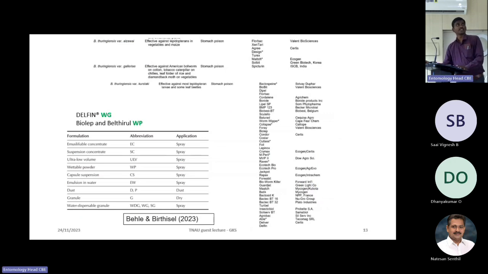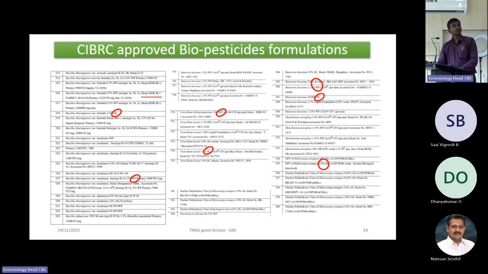As I had told, there are very limited microbial bioformulations. In the US and elsewhere, we can get granules in microbial bioformulations, but still it is lacking. So these are the formulations from CIBRC in India. When we see Bt, suspension is available. Then you can see, second, wettable powder. So these are the two major formulations in India, which are approved by CIBRC.